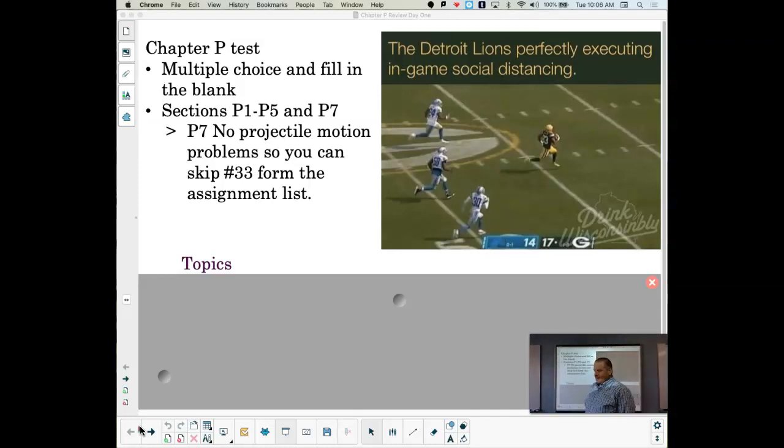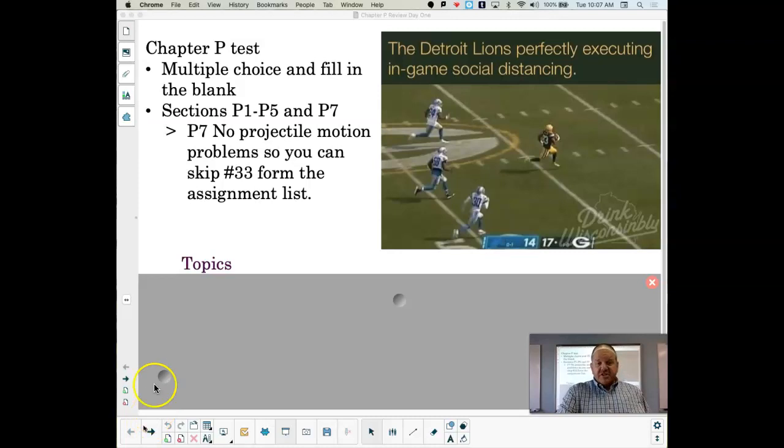Okay, so we are going to have our Chapter P test because we are basically done with Chapter P. It's going to open for you tomorrow afternoon, so it's going to open Wednesday afternoon. It's going to be about 16 questions long. I think that's where I'm going to cap it, at 16 questions, and it's going to be a mixture of multiple choice and some fill in the blank type problems. Okay.